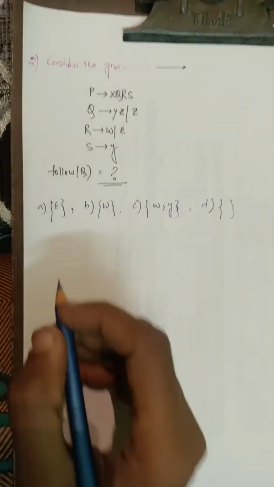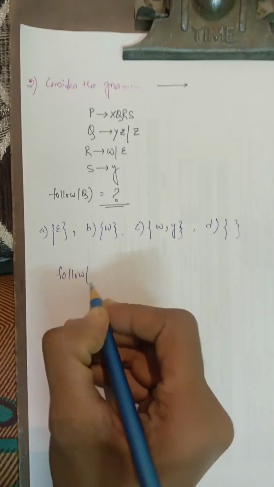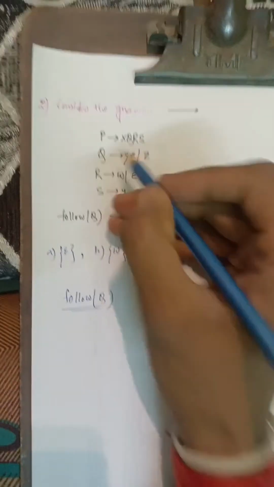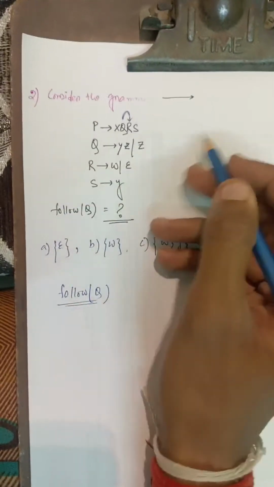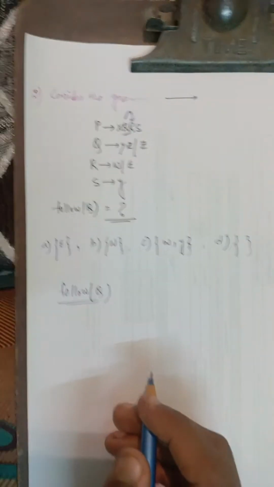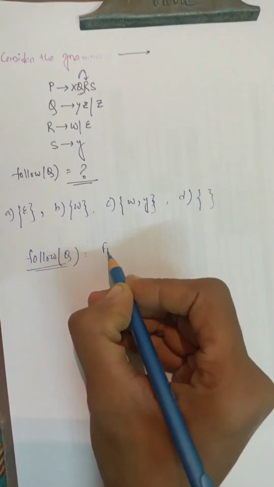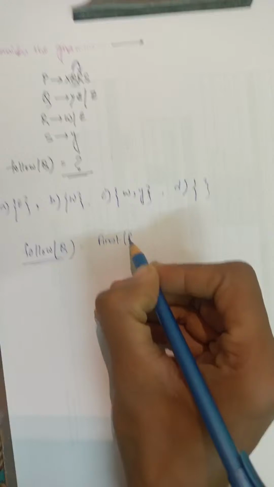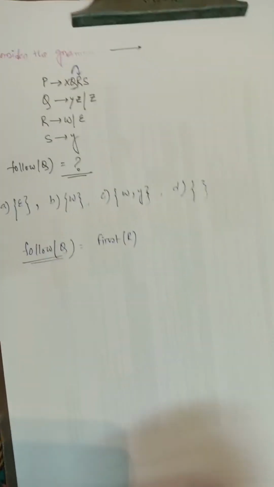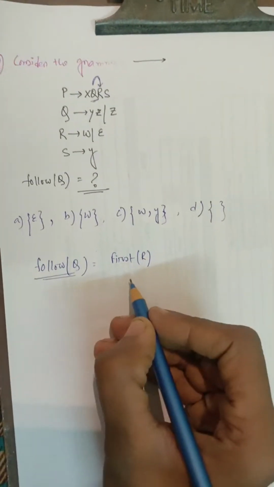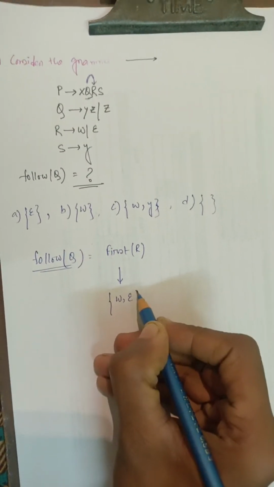For the grammar, we need first and follow. We have to find the follow of Q. Follow of Q is from here only, the only place Q is present on the right hand side. So follow of Q is equal to first of R. We first have to find the first of R. First of R is equal to W and epsilon.